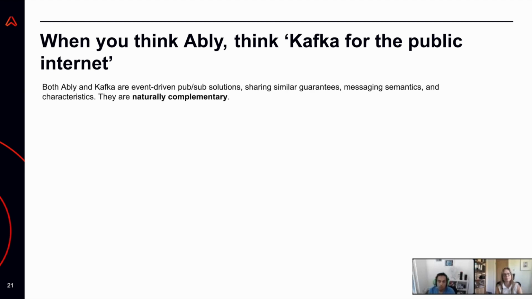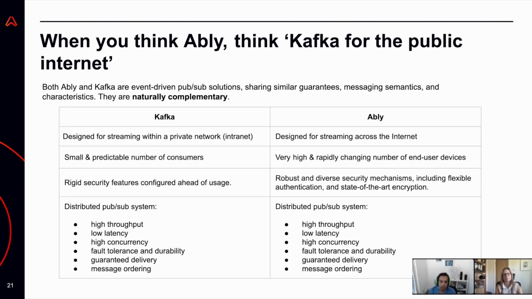So when you think Ably, think Kafka for the public internet. We're both kind of pub-sub messaging systems, as you may have guessed by now, with similar guarantees and semantics. And they're both quite compatible, but in addition to that, they have some fundamental subtle differences here and there.